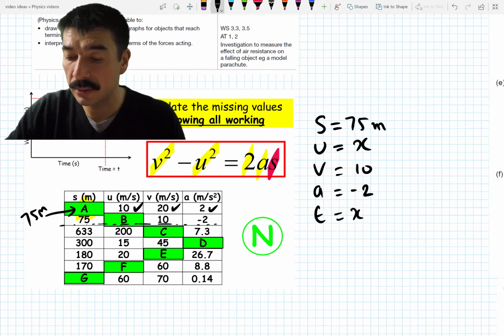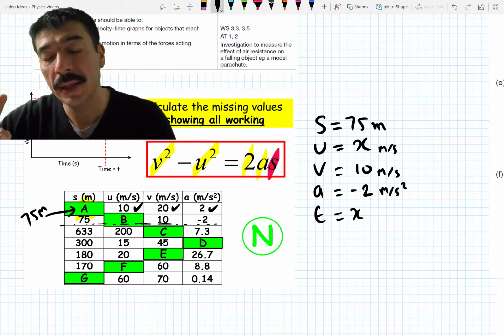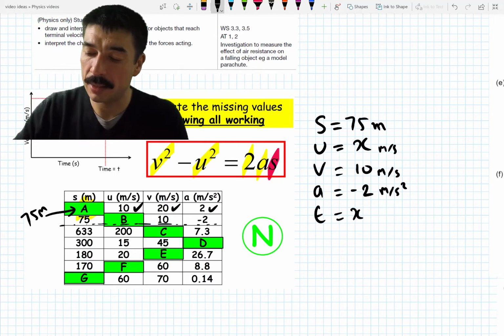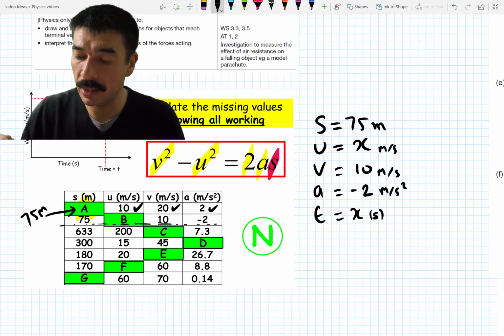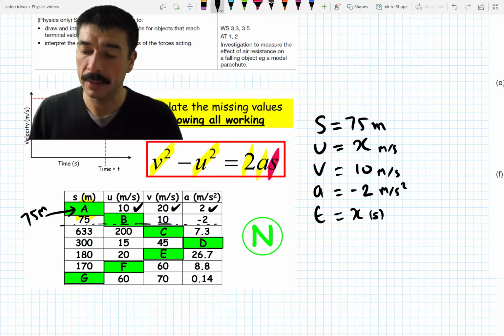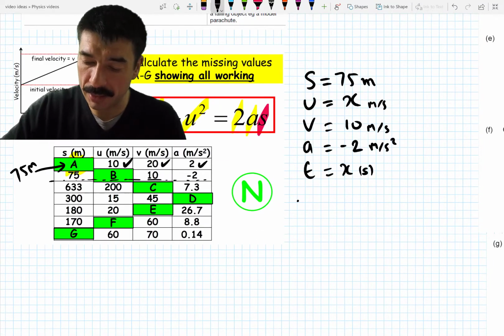So we've got displacement in meters, initial velocity will also be in meters per second, final velocity meters per second, acceleration meters per second squared. Negative acceleration is exactly the same as deceleration, and time would be in seconds, although we're not really concerned with time because this equation doesn't even have it. Right, now let's sub all the numbers into the equation.